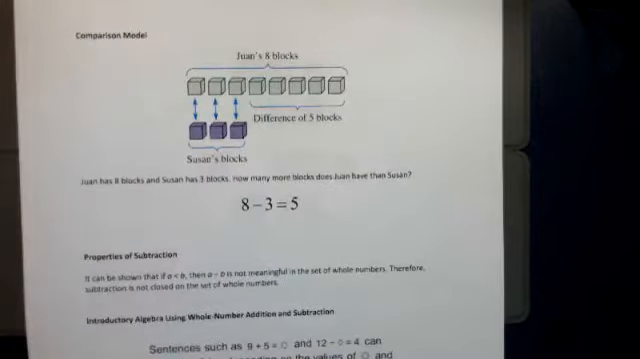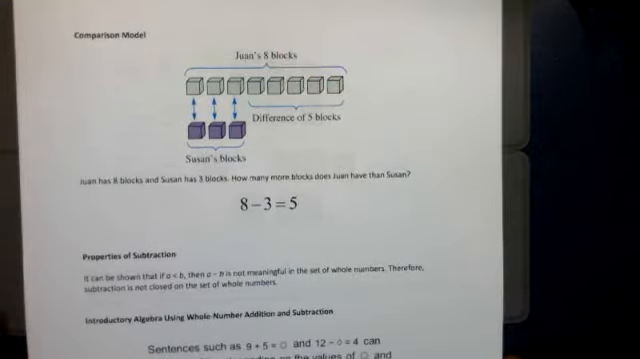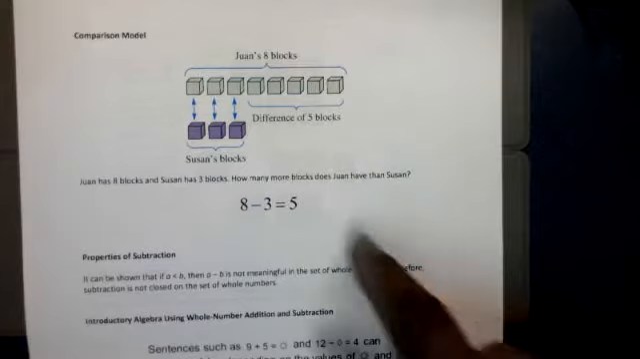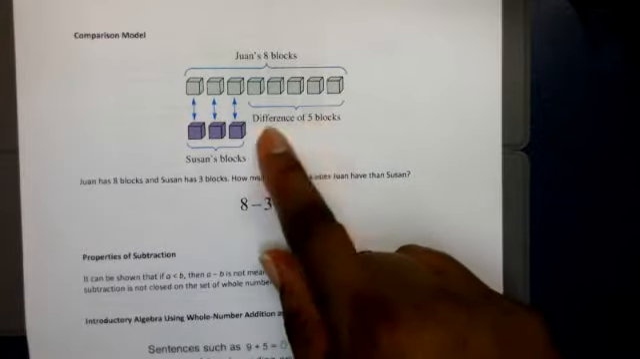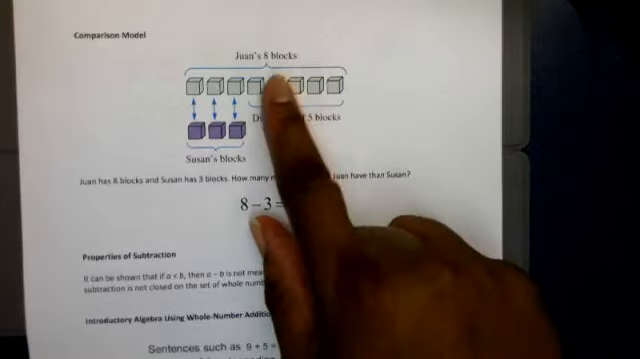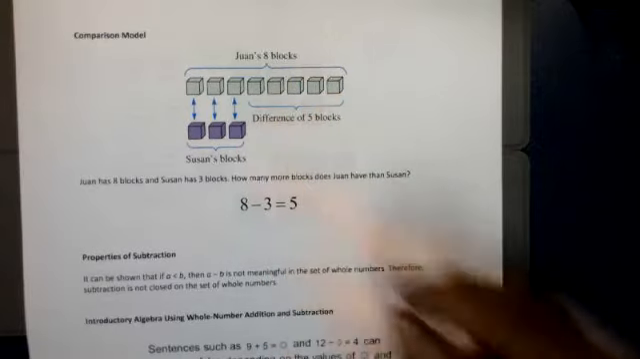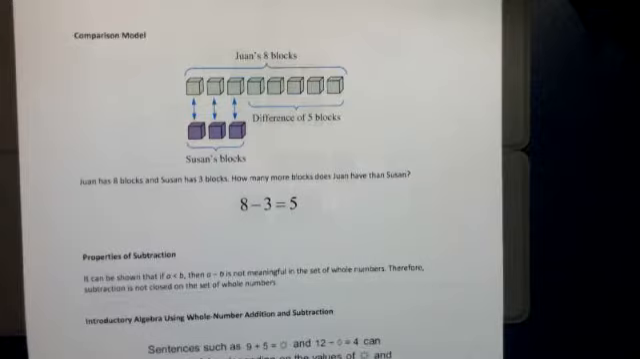All right, now we have the comparison model when we subtract whole numbers. In this case here, let's say 1 has 8 blocks and Susan has 3 blocks. How many more blocks does 1 have than Susan? Okay, so we can illustrate that by comparing how many more blocks 1 has than Susan. And in this case, the difference there is going to be 5. Okay, so in other words, 1 has 5 more blocks than Susan. So that's how we do that problem, 8 minus 3, which will give us 5.